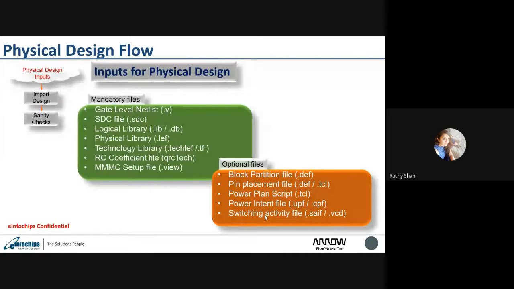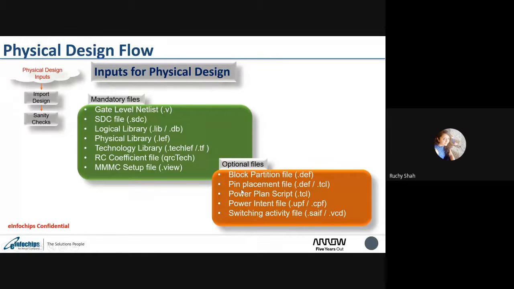Okay, moving forward, what are the input files required to start the physical design? In the first part, here is the list of mandatory files which we must have to start the physical design. First is the gate level netlist, second the SDC file, then the logical library, physical library, then we would require the technology library, and then the RC coefficient file, which is the QRC tech file, then MMMC setup we have to do.